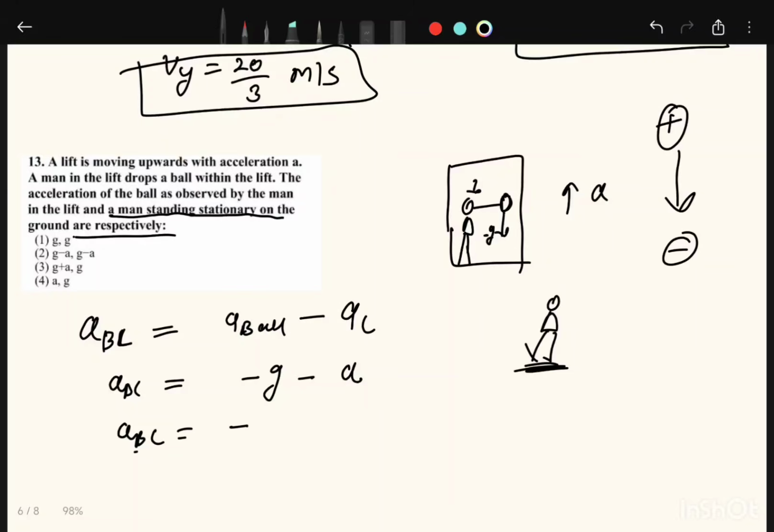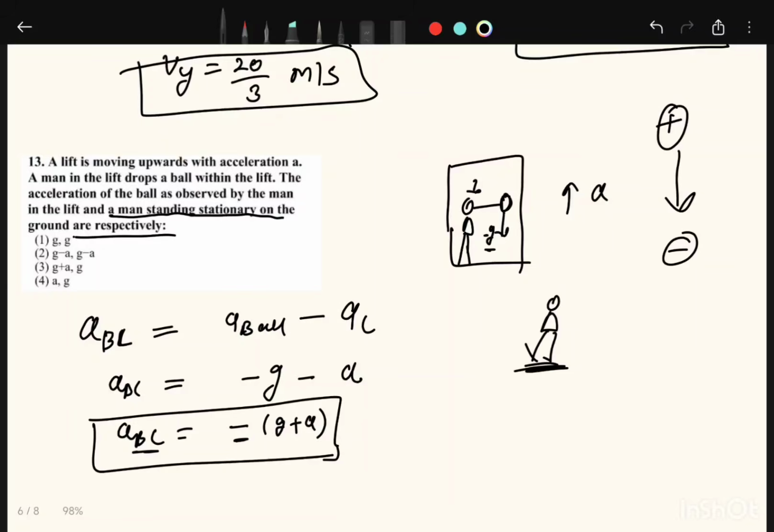The acceleration of the ball with respect to the lift, which means the acceleration of your ball with respect to the man inside the lift, will be minus g minus a. So this negative sign shows that your ball is going downward not only with g but with g plus a. To this man, the ball looks like it is going downward with the acceleration not g but g plus a. This minus sign is showing that your ball is going downward. Okay, so the first thing is clear.